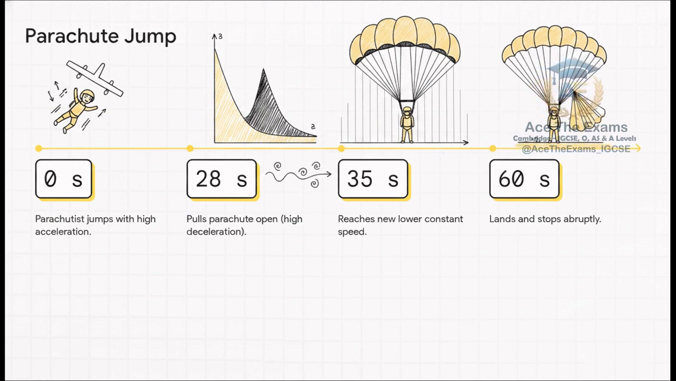The line drops incredibly steeply, which indicates extremely high deceleration. By the time we hit 35 seconds, things stabilize again as she reaches a new, much lower constant speed. This is essentially a second terminal velocity. Finally, at 60 seconds, she lands safely and comes to a complete, very sudden stop.